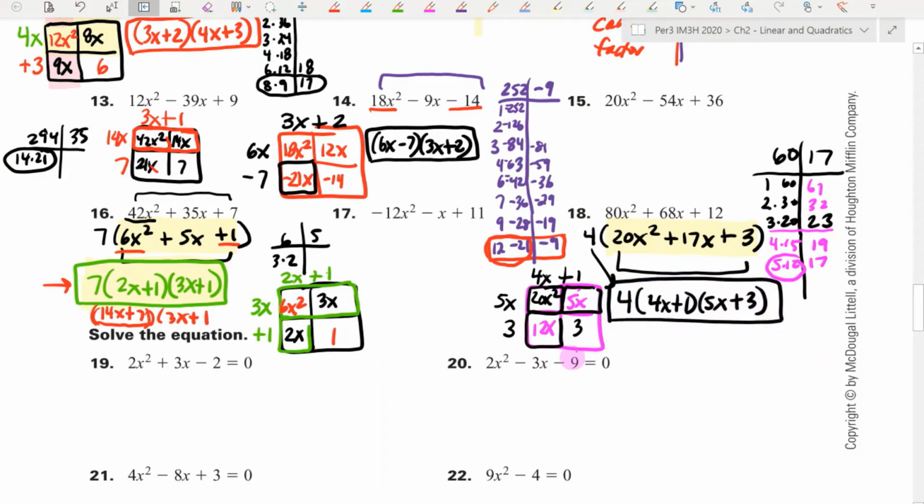In the next section, we're going to be solving these for x. So we will have to set the equation equal to 0, and then we will have to factor and then set those equal to 0. And I'll go over that now. You might want to try it ahead of time if you'd like.